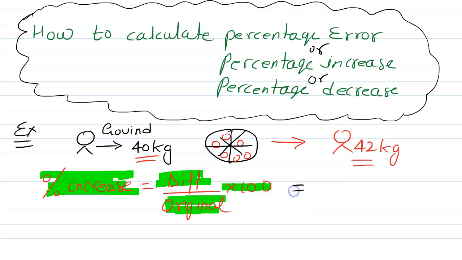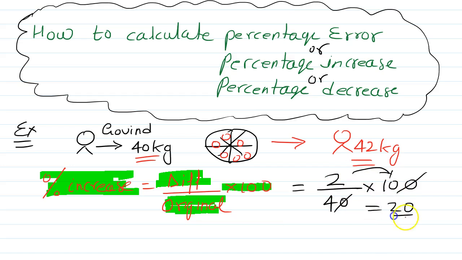So here it is. What is difference? 42 take away 40, that is 2. Original weight was 40, and because we need to calculate in percentage, you times by 100. So what happened? This top zero and bottom zero is cancelled out. 2 times 10 is 20 divided by 4. So we got 5% increase.